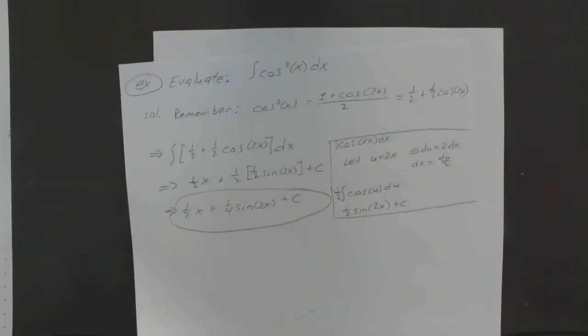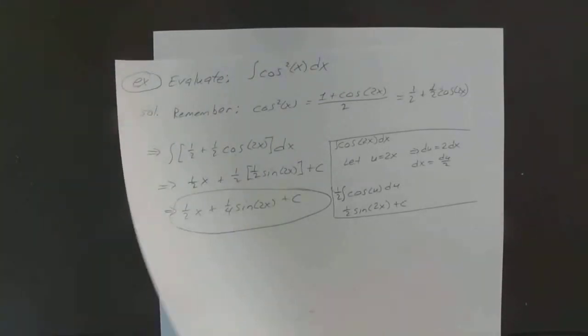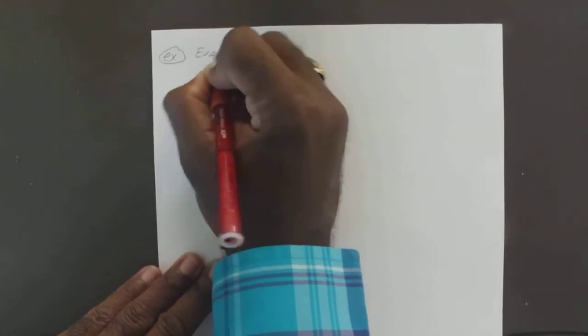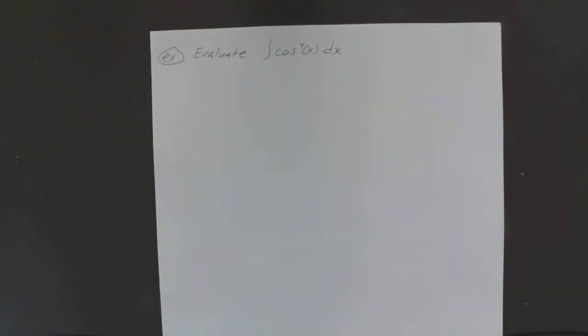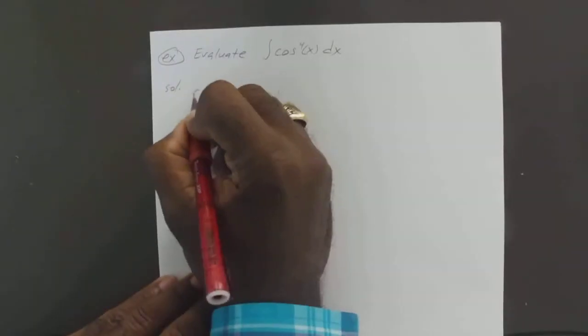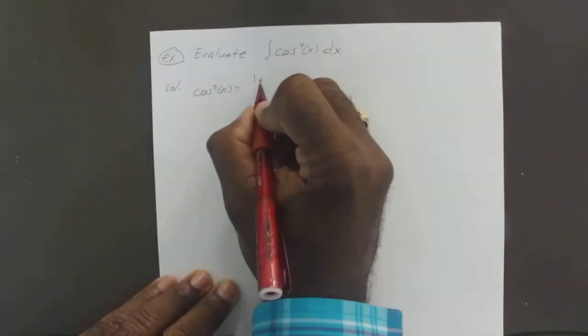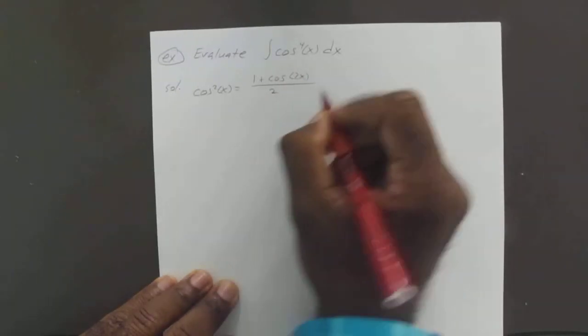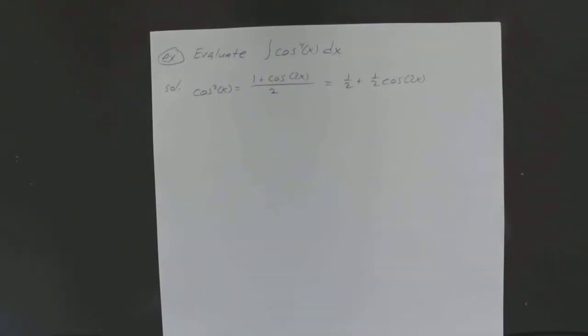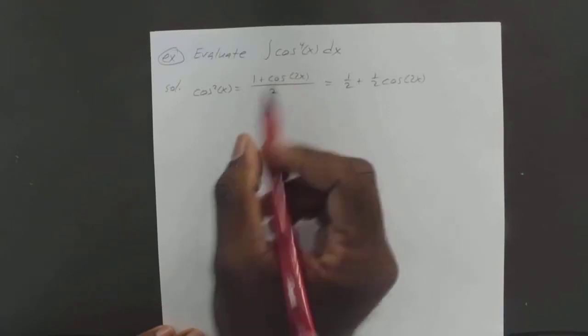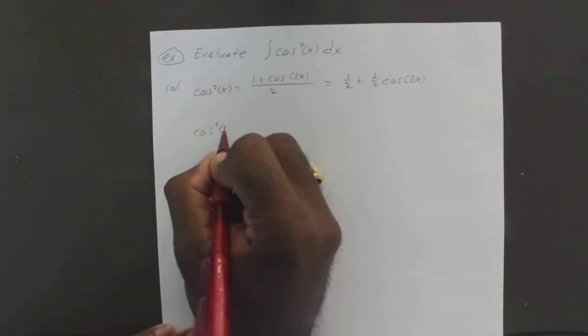All right, so this is pretty straightforward when it's just squared, but the higher the exponent, the more steps you have. So we're going to do sine to the fourth power. Oh, cosine to the fourth power, sorry about that. Sine to the fourth is the same thing. Let's say we wanted to evaluate the integral of cosine to the fourth with respect to x. Remember that cosine squared of x is 1 plus cosine of 2x over 2, or you can make it 1/2 plus 1/2 cosine of 2x.